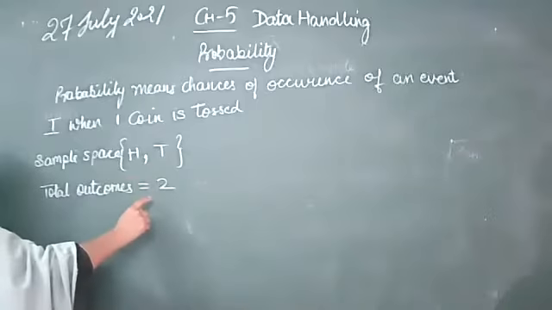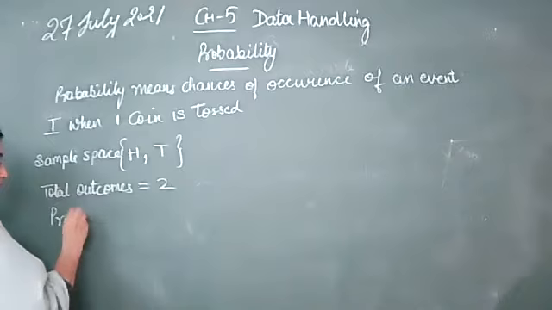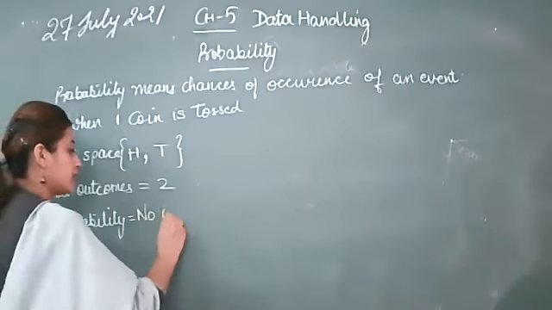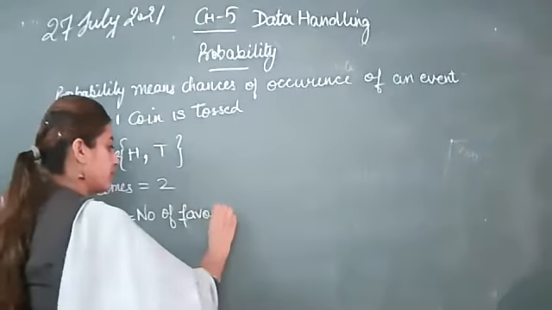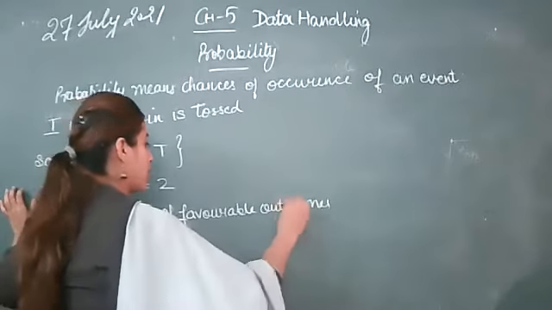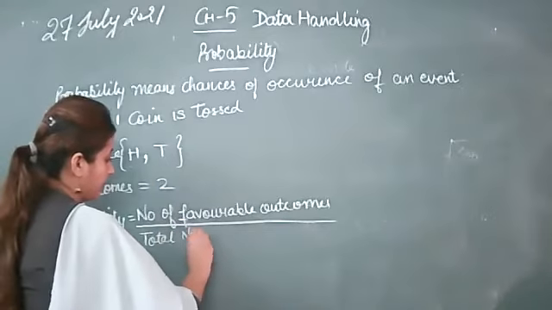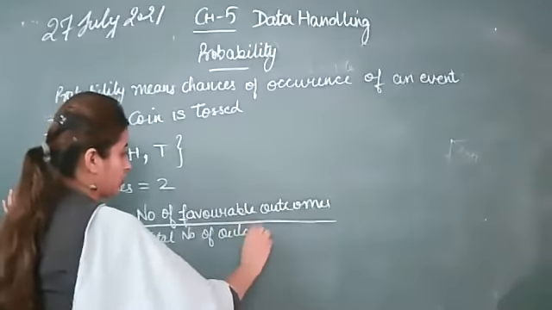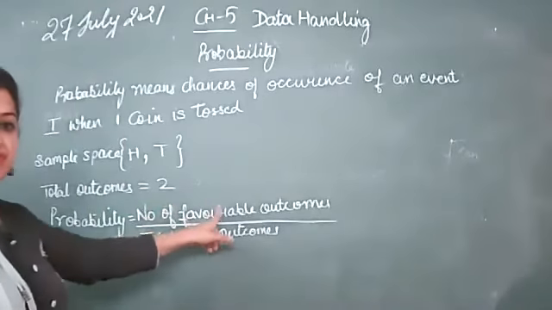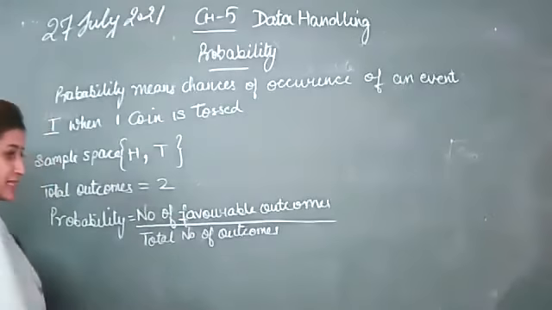Two things are there, head or tail. So there are two outcomes. Now the formula for the probability is: probability will be given by number of favorable outcomes upon total number of outcomes. Favorable means the thing which we are talking about, you will write the favorable cases of that upon total, which are 2. Now let's discuss one example.